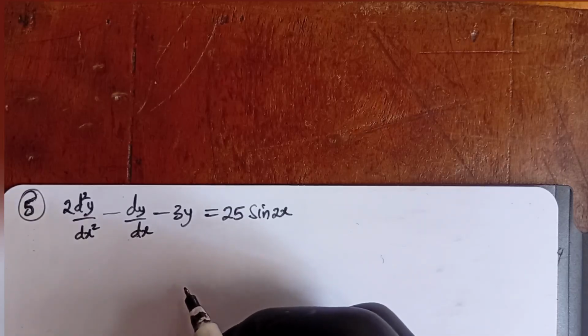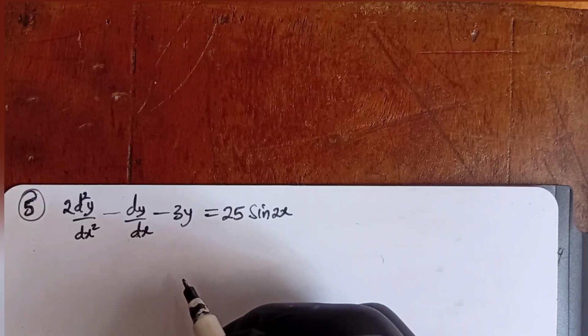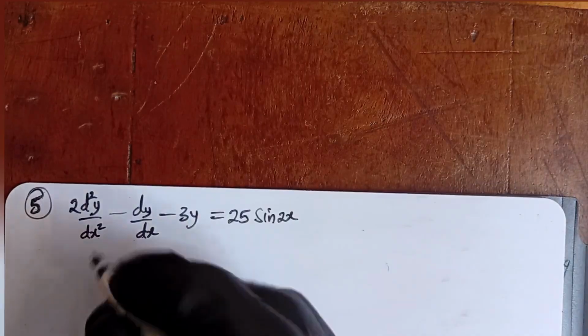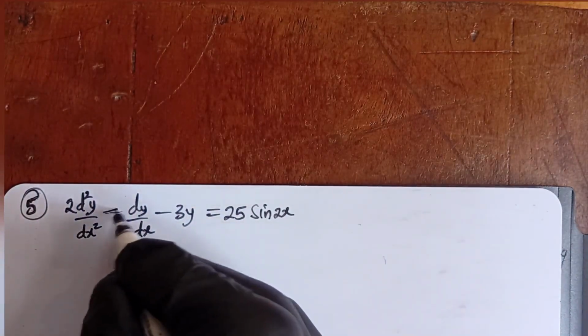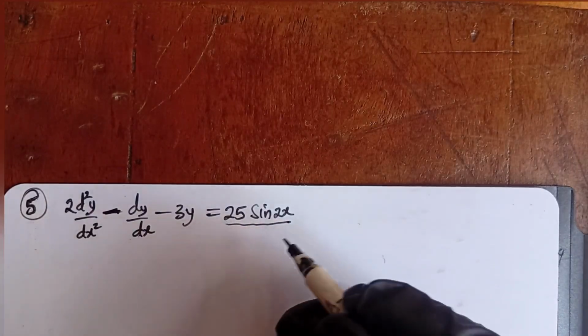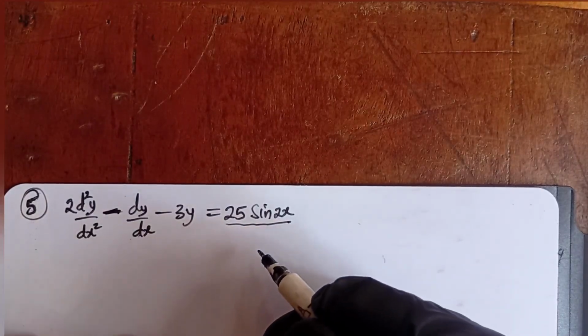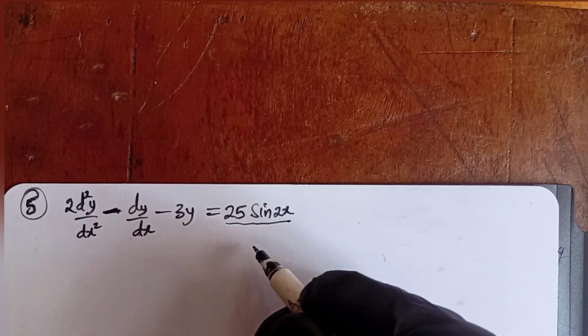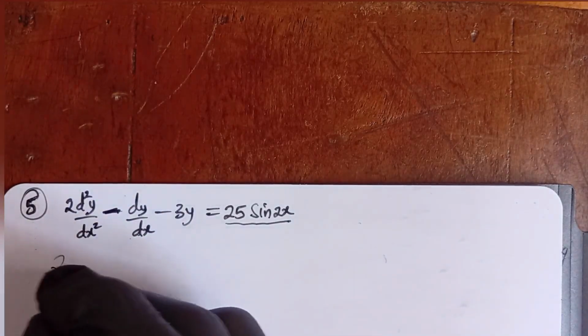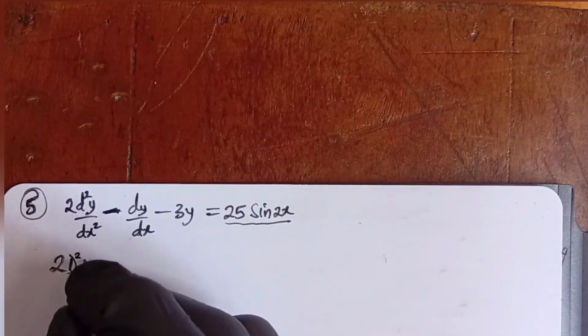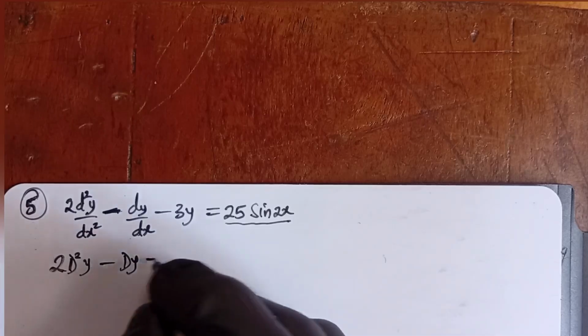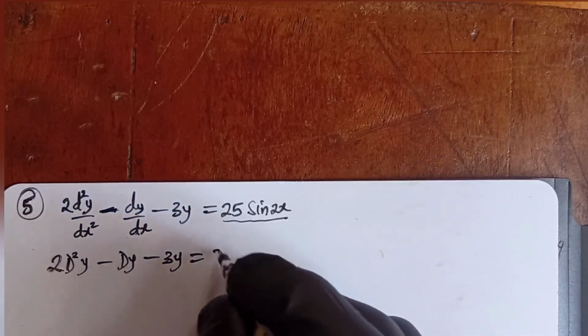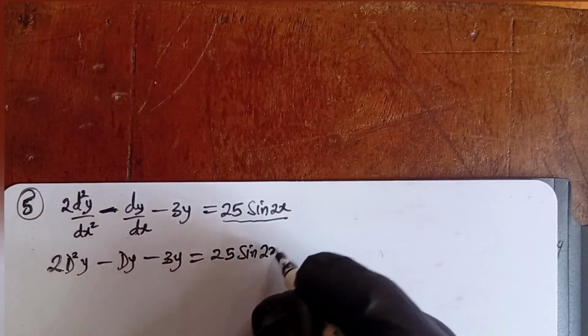It is still non-homogeneous. Our focus in each of these solutions is the right-hand side. So we are having a trigonometric function on the right-hand side, and that is 25 sine 2x. Quickly, let's determine the complementary function. As usual, this will be 2D squared y minus Dy minus 3y equals 25 sine 2x.